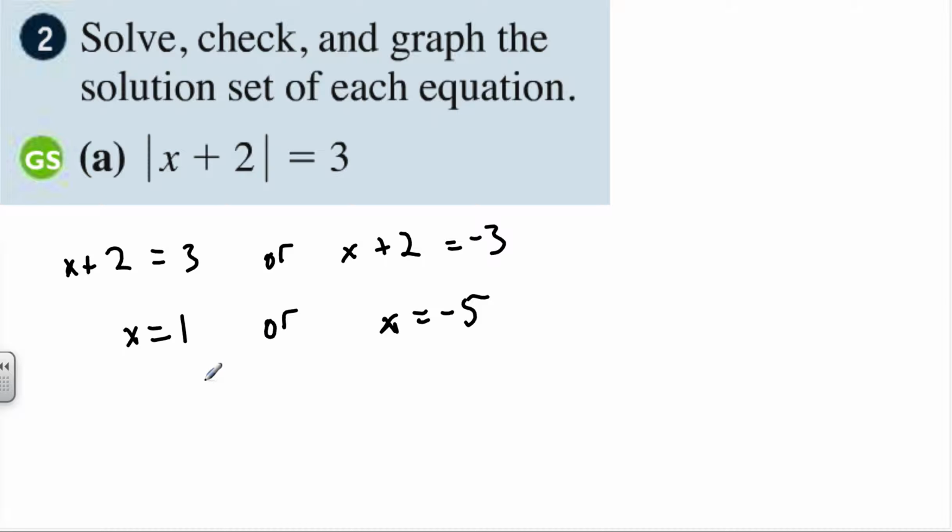Okay. Let's just check this really quickly. If we plug a 1 in, 1 plus 2 is 3, absolute value of 3 is 3. Negative 5 plus 2 is negative 3, absolute value of negative 3 is 3. So that works. Let's just see if we were to change this plus to a minus, what would happen.